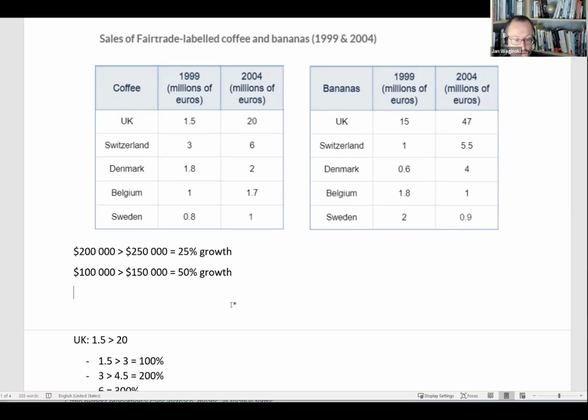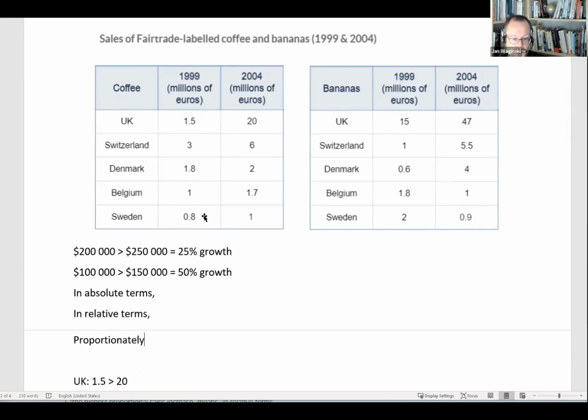You can use this terminology if you want to. You can say in absolute terms, and you can say in relative terms. You can say proportionately, proportionate growth, proportionately larger. So proportionately, Sweden purchased more Fairtrade coffee between 1999 and 2004. Okay.